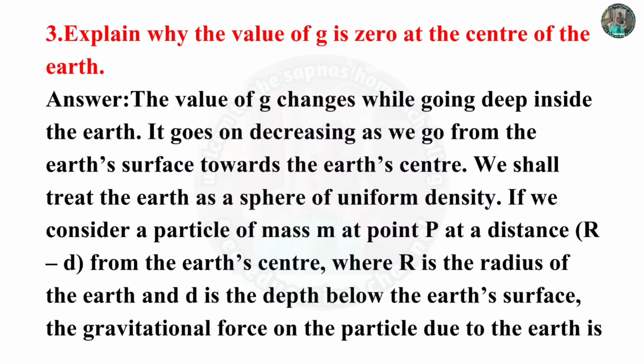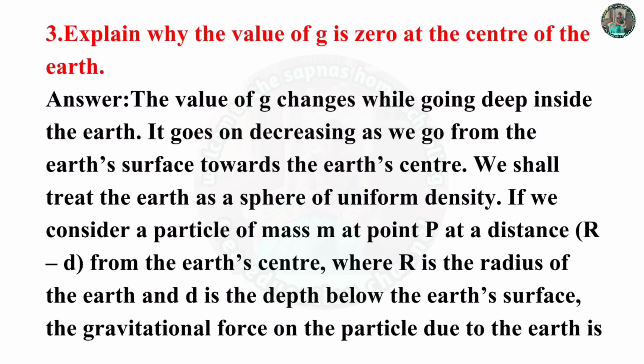Third question. Explain why the value of g is 0 at the center of the earth. Answer. The value of g changes as we go deep inside the earth. It goes on decreasing as we go from the earth's surface towards the earth's center. We shall treat the earth as a sphere of uniform density. Consider a particle of mass m at point P at a distance r − d from the earth's center, where r is the radius of the earth and d is the depth below the earth's surface.